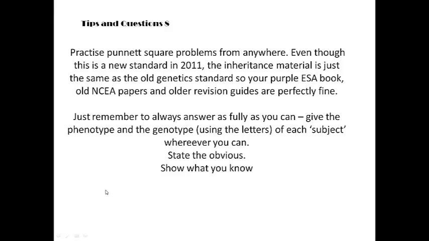When you're discussing it, always give genotype, phenotype. The boy has blue eyes, little b, little b. Using the letters of each subject wherever you can. State the obvious and show what you know. There'll be marks for saying stuff that you think is too obvious to write down.